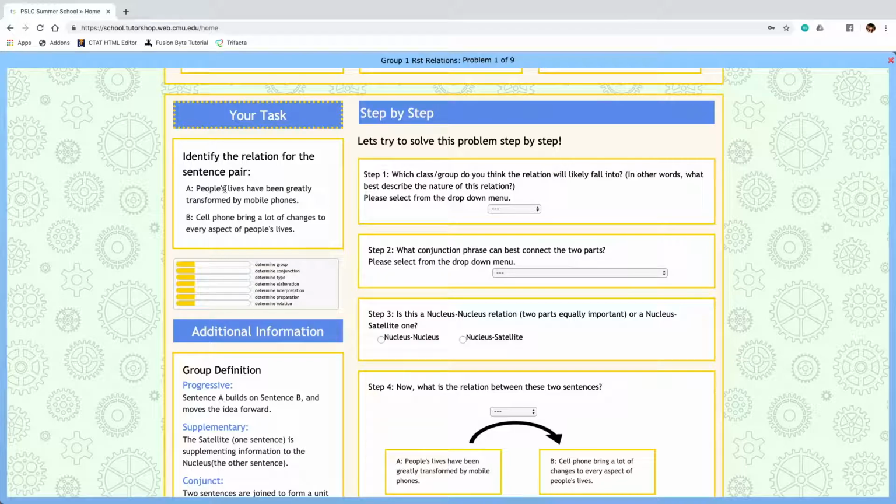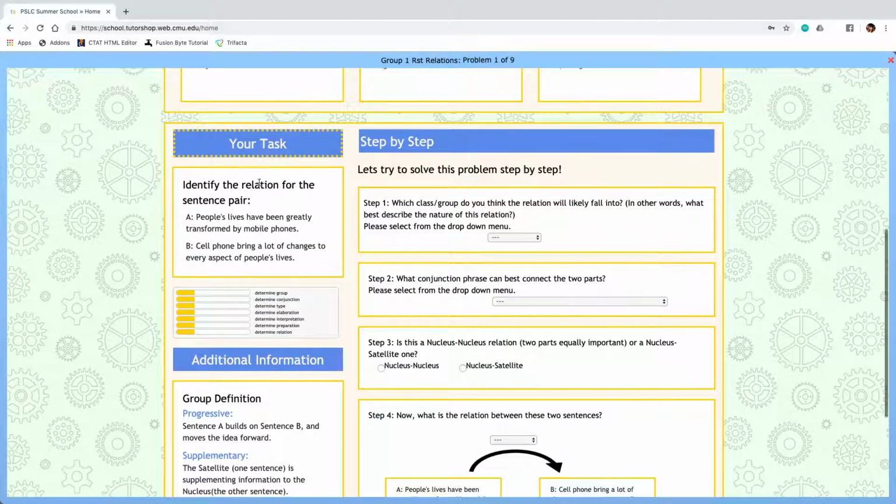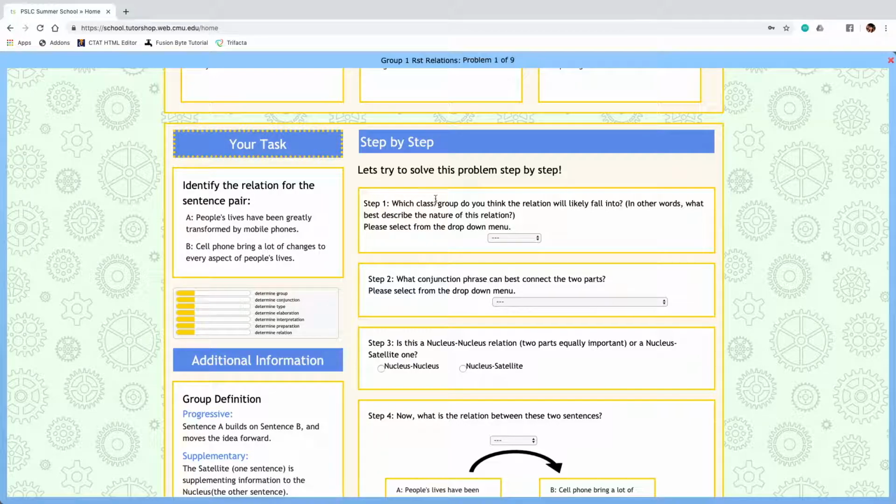So it says people's lives have been greatly transformed by mobile phones. Cell phone brings a lot of changes to every aspect of human's life. So we can sort of see it's like a restatement kind of relationship. Let's try to solve the problem step by step.